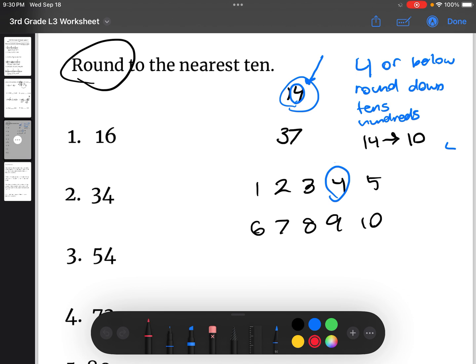Now let's take a look at the number 37. We're going to look at the last digit again. It ends in 7. If it's 5 or more, then you're going to have to round up. Same thing, tens or hundreds, and we're going to round to tens again. So 37 means we're going to round up to 40. So that's just a quick recap of what rounding is.